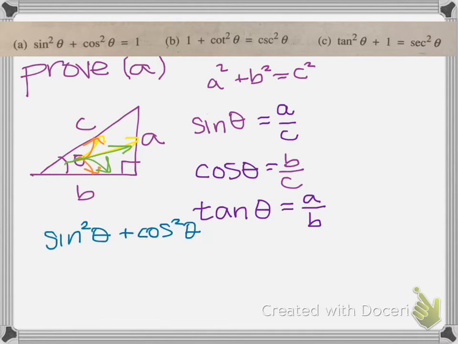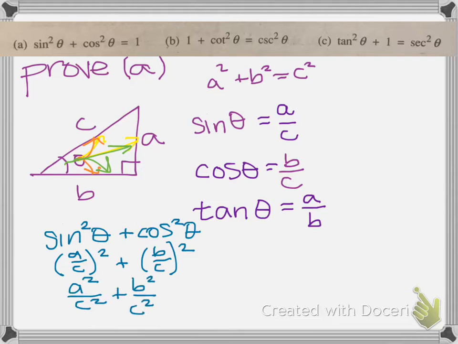Going from there, we're going back to sine squared theta plus cosine squared theta. We just showed that sine theta is A over C, so sine squared theta would be (A over C) squared. Cosine theta is B over C, so cosine squared theta would be (B over C) squared. So from here, A squared over C squared plus B squared over C squared.